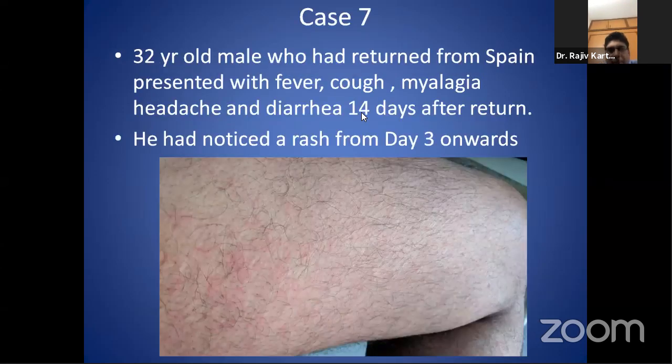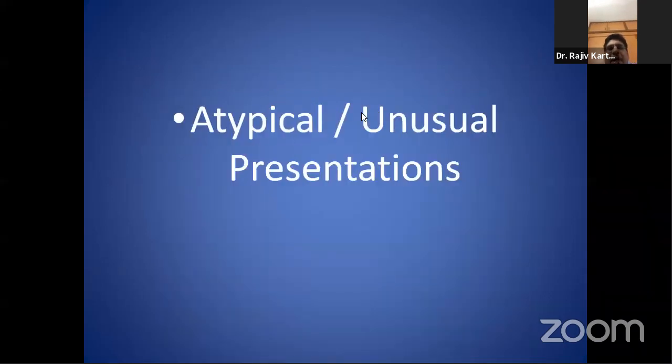Next. Yeah, so just a quick case. Dr. Vasant, if you want to just discuss this. Somebody who had returned from Spain with fever, cough, myalgias, headache, and diarrhea, and presented with this sort of rash. Next. Just a brief discussion on what are some of the atypical or unusual presentations we need to keep our eyes and ears open for. We know that most of the time this presents with a lower respiratory tract syndrome, but just to tell our viewers, what are some of the unusual manifestations that we should be on the lookout for?